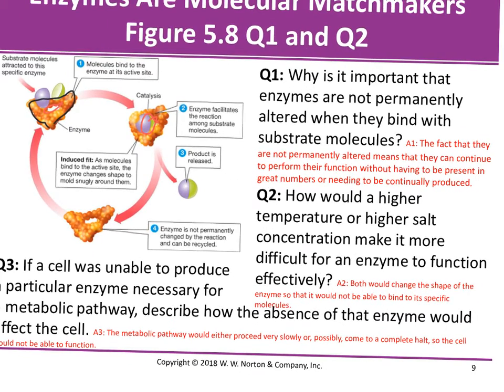So why is it important that enzymes not be permanently altered when they bind to substrate molecules? Well, they can be used over and over again. And again, a lot of proteins can be used over and over again because you can always break them down. Proteins are made of amino acids, and you can break them down into simpler amino acids that can be used again and again to make new proteins.